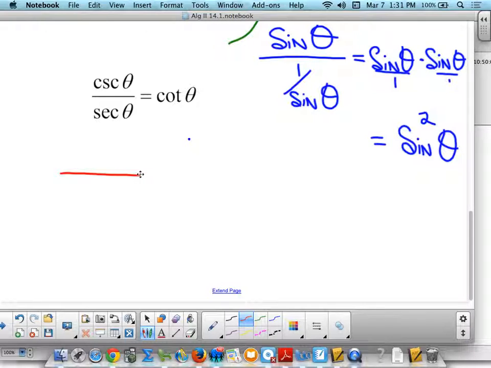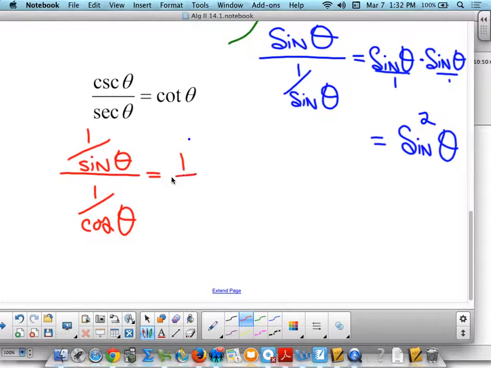What is cosecant? 1 over sine. Okay, gotcha. What is secant? 1 over cosine. Gotcha. Oh, you know what? This kind of looks like the previous problem. It's just the numerator divided by the denominator. Well, what's the numerator? 1 over sine times the reciprocal. What's the reciprocal? Cosine of theta over 1.